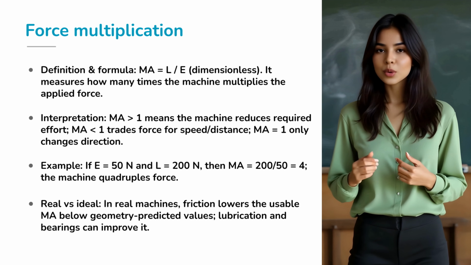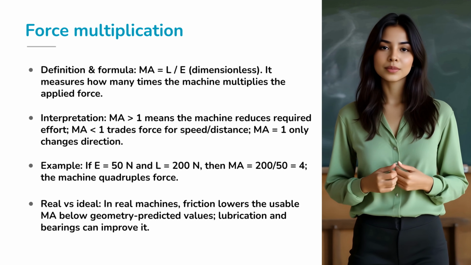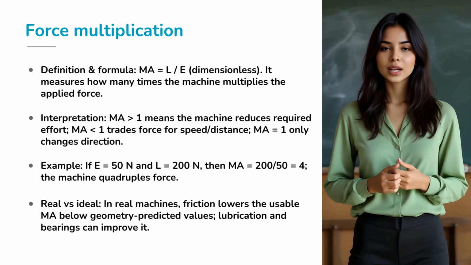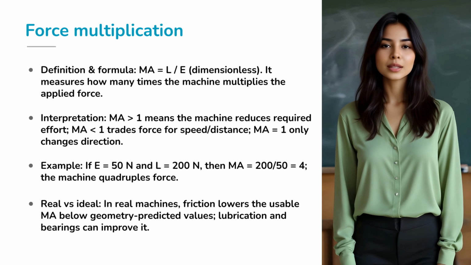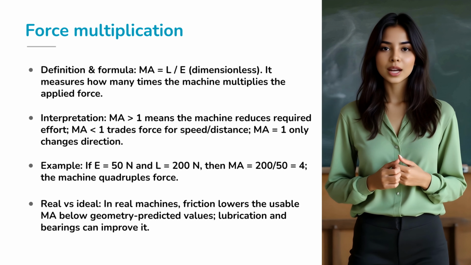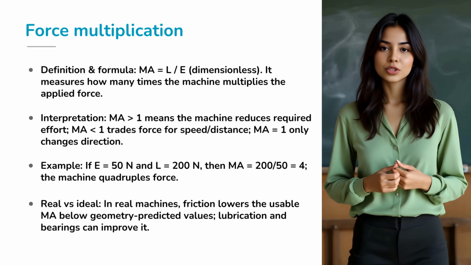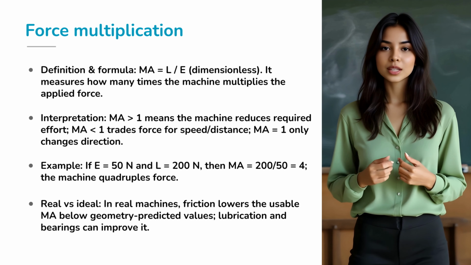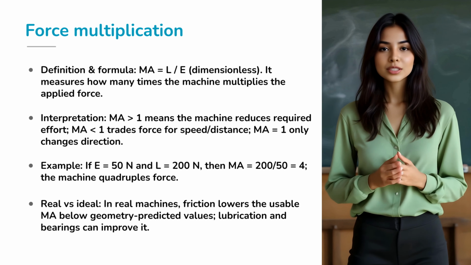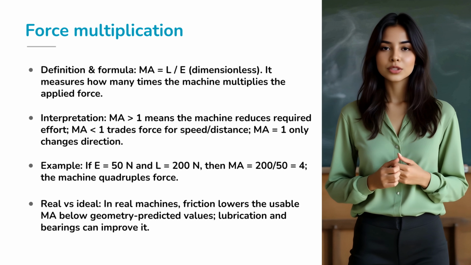Mechanical advantage, spoken as MA, is simply how much the machine multiplies your force. Definition in words: MA equals load over effort. Verbalize it as MA equals L by E. If MA is greater than 1, your machine reduces the effort needed to handle the same load. If MA is less than 1, you're trading force for speed or distance, useful in sports equipment or human limbs. For example, if E equals 50 newtons and L equals 200 newtons, then MA equals 200 by 50, which equals 4.